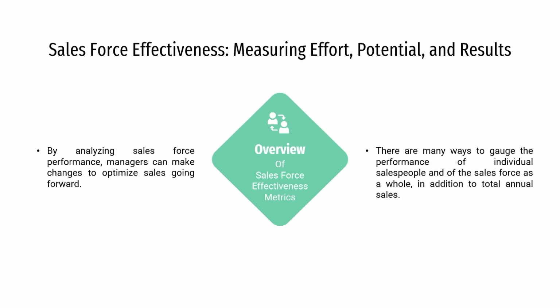Now, we will look into some of the metrics for measuring the effort, potential and results, through which we will look into the effectiveness of the sales force. There is a difference between efficiency and effectiveness. Effectiveness is something which is more subjective, more holistic. Efficiency is output divided by input. By analyzing the sales force performance, managers can make changes to optimize sales going forward, right. So, we need to analyze it, then only we can rectify if something is required, and we can optimize the sales performance as we go forward.